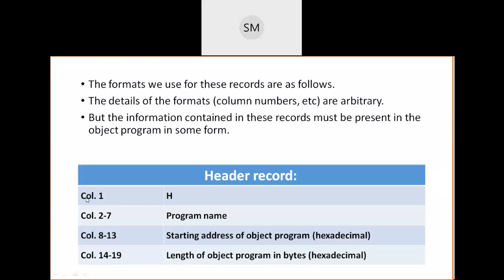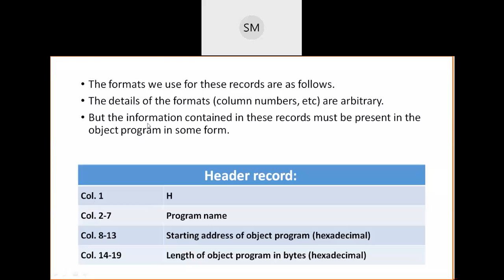You just imagine a table with some rows and columns without lines. Assume that column number 1 can fit only one character. Column number 2 to 7 means only 6 characters can be written. Column number 8 to 13, again only 6 characters can be written. And column 14 to 19, again only 6 characters. So there is a particular format.